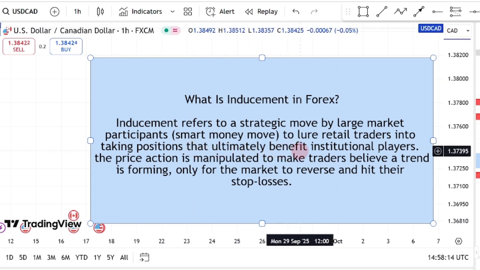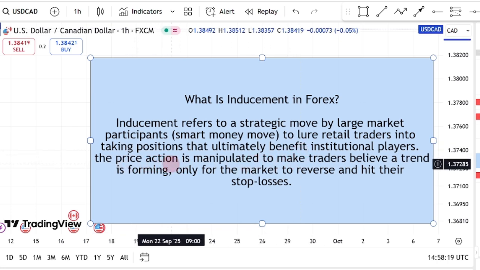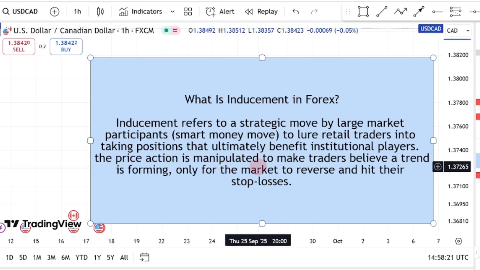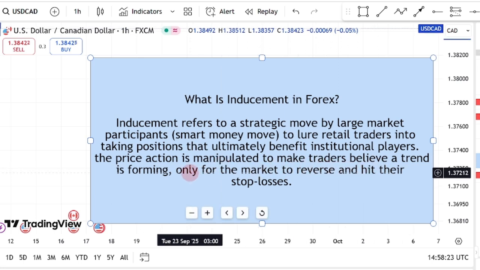You see, institutional players like the banks, the price action is manipulated to make traders believe a trend is forming, only for the market to reverse and hit their stop losses. So basically, inducement is there to make you take early entries, early buys or early sells, which end up not actually being the right entry or the right point to take your trades from. So let's jump into part two of this video.